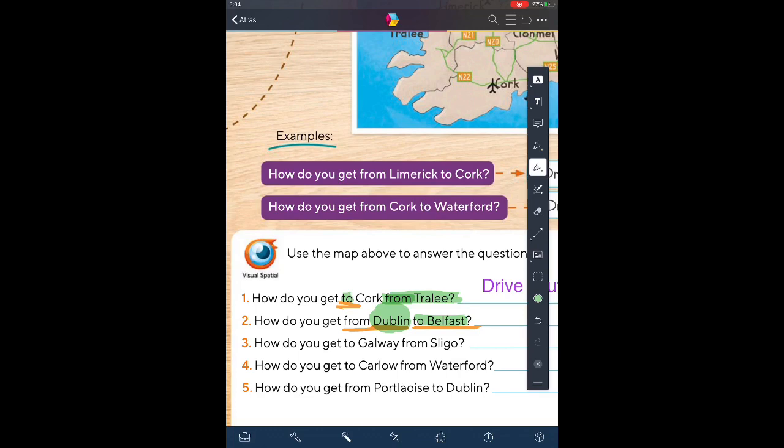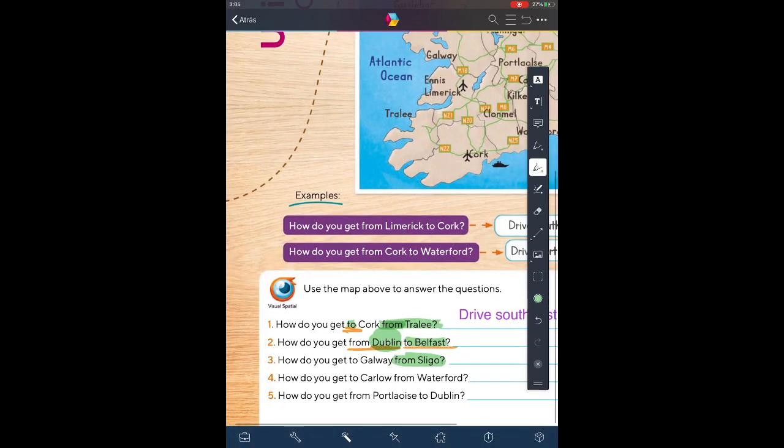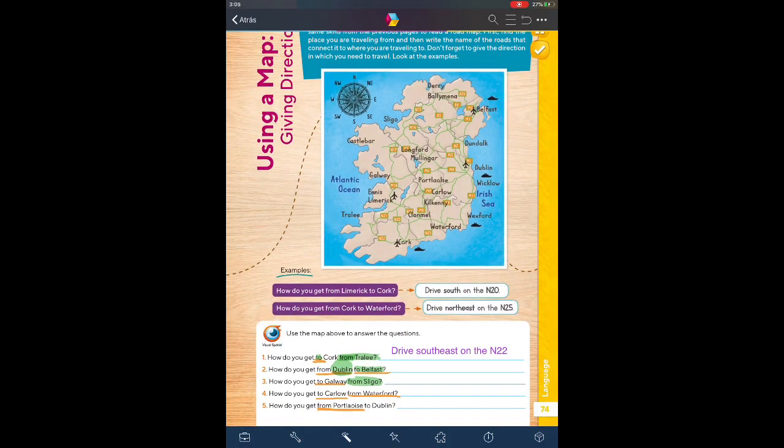So for example, here it says, how do you get to Galway from Sligo? So you're going to start from Sligo, you have to find Sligo to get to Galway. The same here. You need to go from Waterford to Carlow. So you're going to start from Waterford to Carlow. And here it says, how do you get from Portlaoise to Dublin? So you're going to start from Portlaoise and then you're going to go to Dublin. Okay, so be careful with those two.